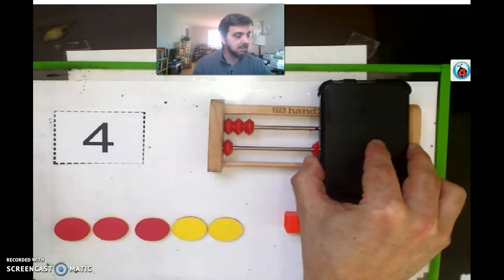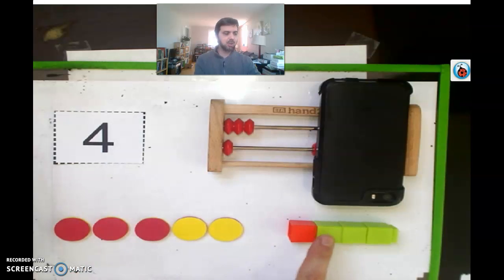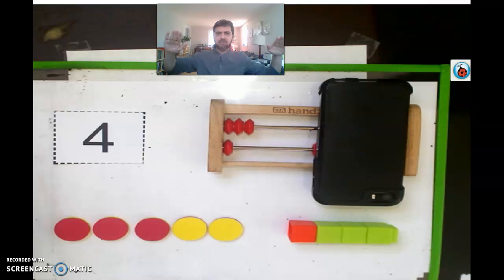Let's cover these up. I'm not talking about those, just these over here, okay? All right, any thoughts yet? Which one? Is it the number 4? Is it the counters, the cubes, or the rekenrek that we should get rid of? Who is the imposter, boys and girls? That is the question. So let's take a vote.